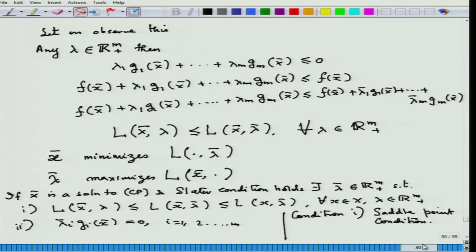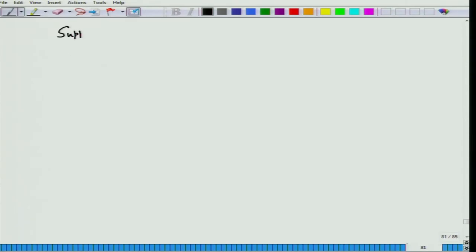Now, let us go for the converse of what I just said: if there are points x bar and lambda bar which satisfy this, what would happen? Is x bar a solution of the original problem? Now, x bar here is an element of X. I do not know whether it satisfies g_i(x bar) less than or equal to 0 or not. So, suppose x bar is not a feasible element. Now, this means that if I write down g_1(x bar), g_2(x bar), g_m(x bar), there is one of them which is strictly bigger than 0.